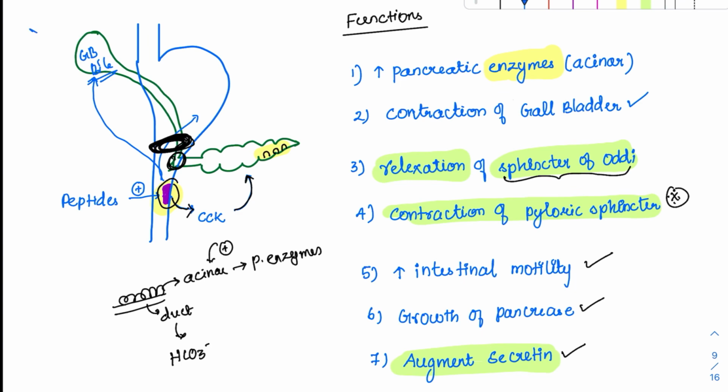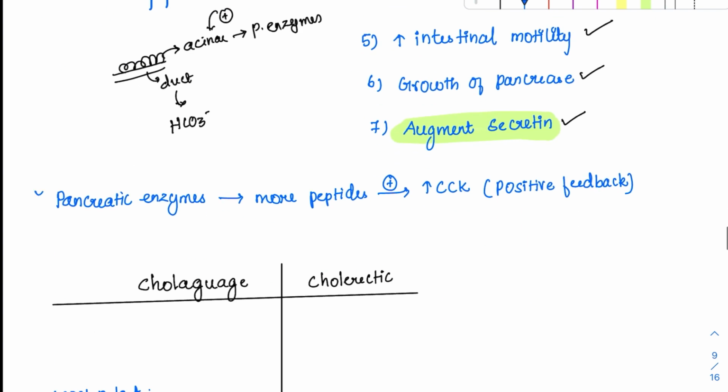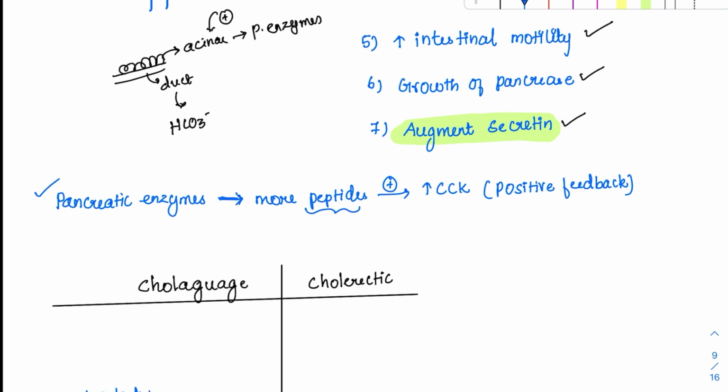Just remember this diagram. The pancreatic enzymes, whenever they come into action, will digest and form more and more peptides. Again, peptides will increase the CCK production. So what type of feedback is this? This is a kind of positive feedback mechanism, because everybody is helping and increasing the next person's action.